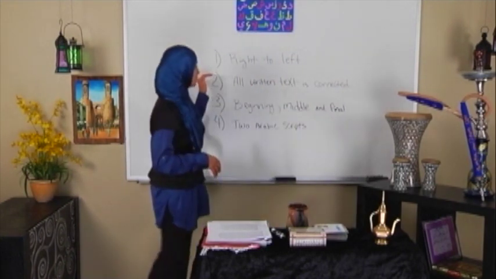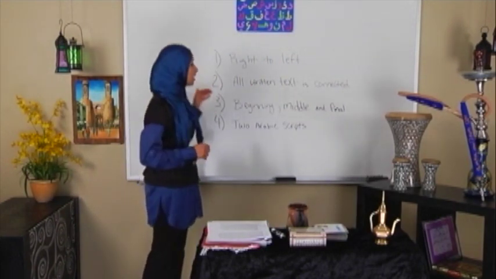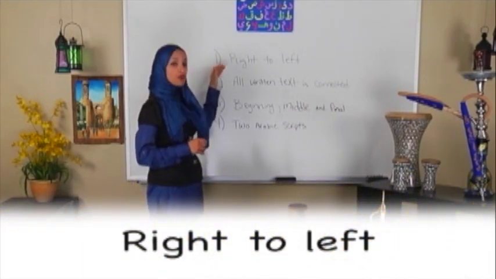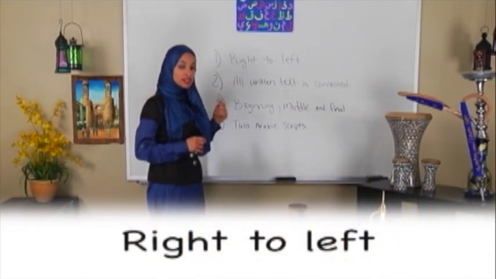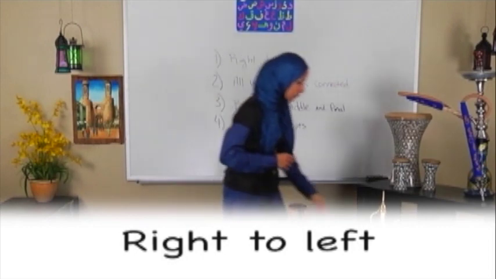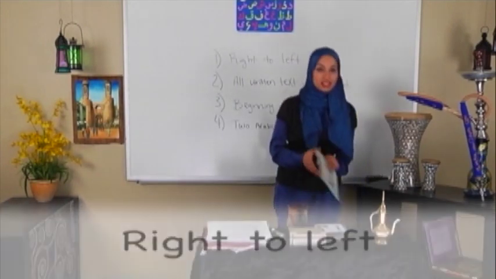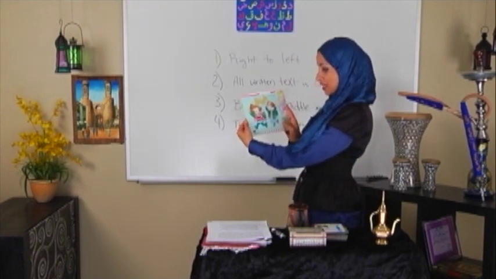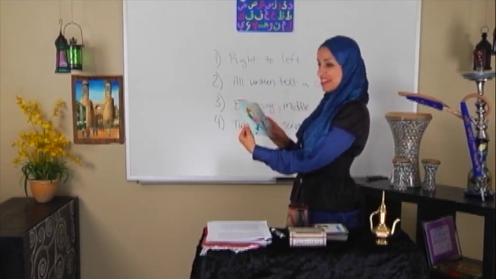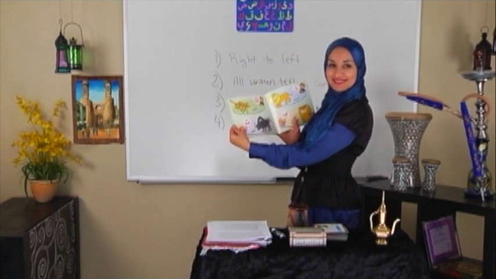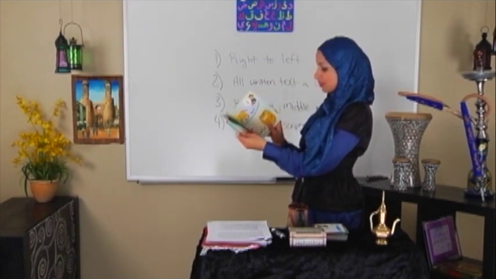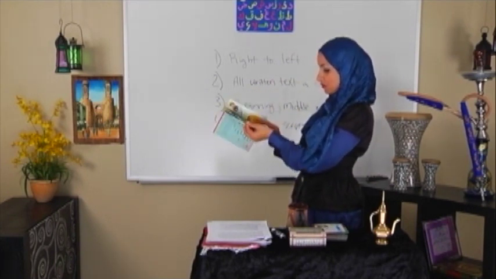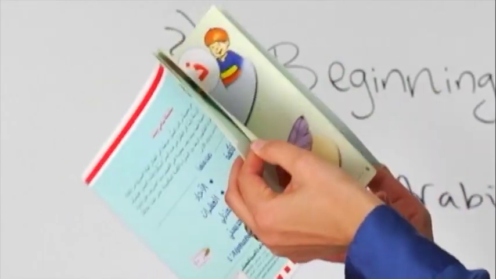First of all, there are a few things to keep in mind. Arabic is written from right to left. It's also read from right to left. So if I was to pick up a book, I would actually open it from right to left. So here's the Arabic book that I have here with all the Arabic alphabet. See? And I would open it this way, and the numbers would correspond from right to left.